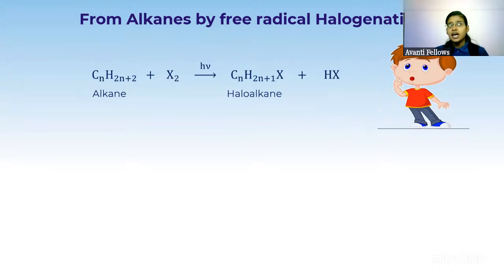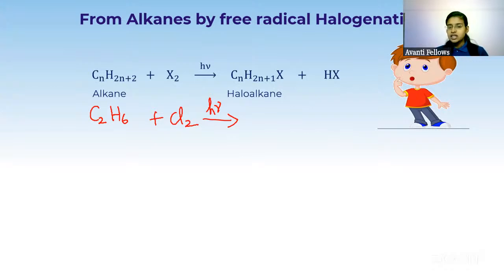Suppose if I have n value as 2, what will be the alkane? It will be C2, 2 into 2, 4, 4 plus 2 is 6. So I will have C2H6 and let me take the halogen as chlorine. It is treated with chlorine in presence of sunlight. This H nu is light energy, which is coming from sunlight. And it will lead to the formation of haloalkane and HX.